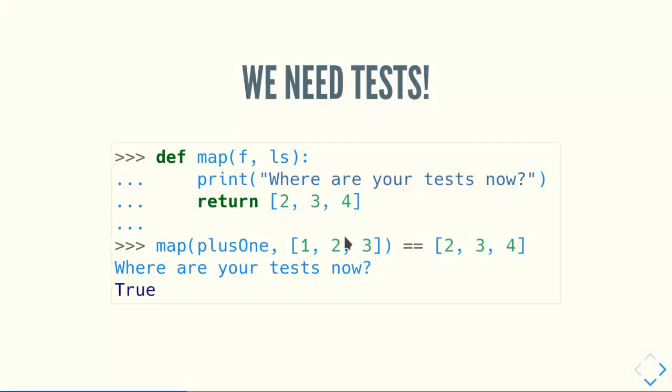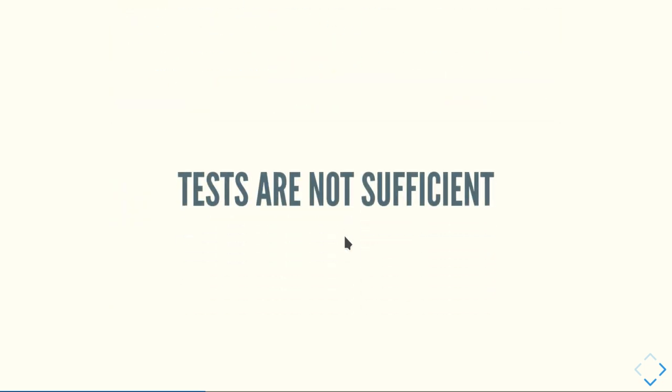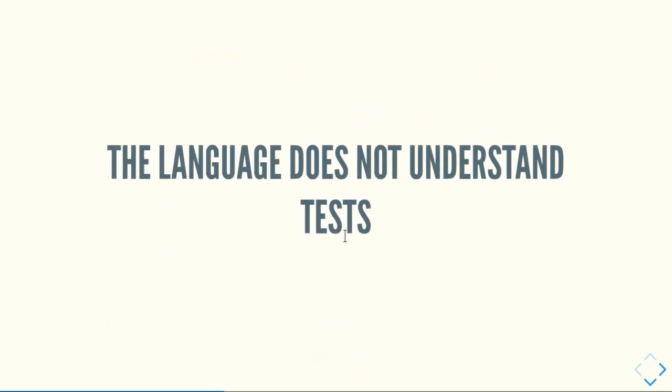So I write a test, and I write a map function to go with my test. And it passes, and everything's good forever. So tests aren't good enough, right? Because, well, for a couple of reasons. The thing about tests that I hate the most is that the language doesn't actually understand tests. So suppose I write a test and the test fails. It doesn't tell me where I'm supposed to fix my code. It just tells me false.